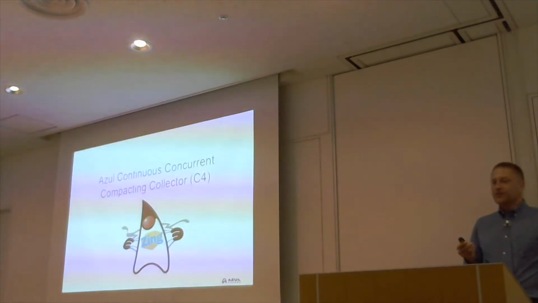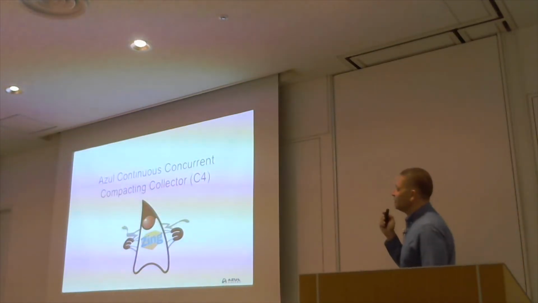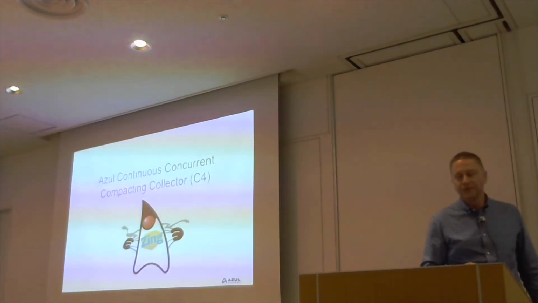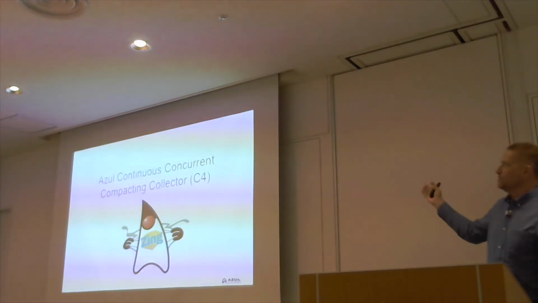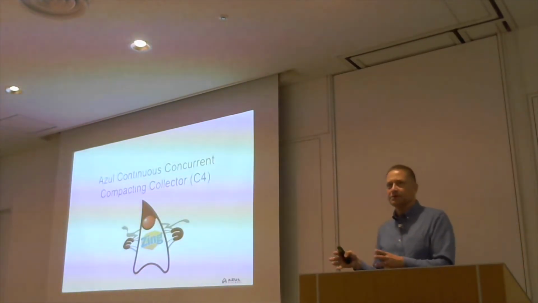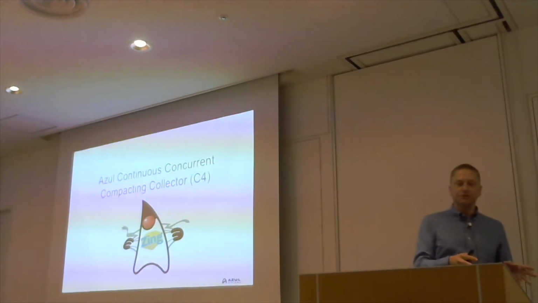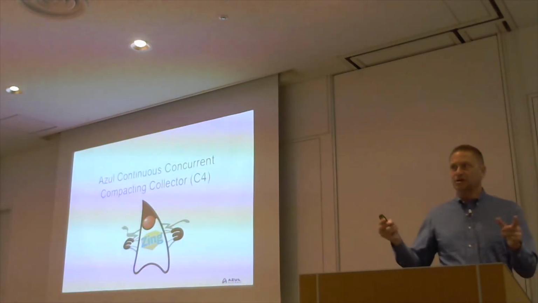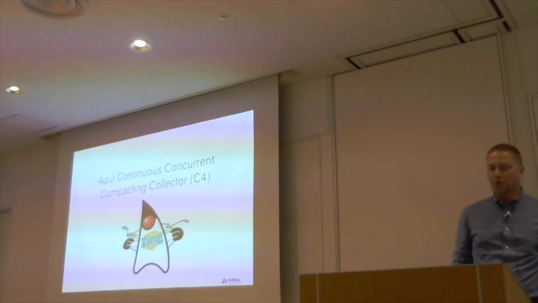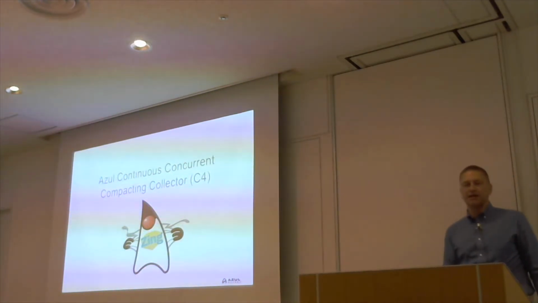So let's start with the continuous concurrent compacting collector. Hence why it's called C4. And the important thing here is the words. It is continuous, so it runs all the time. It is concurrent. It runs at the same time as your application. It is compacting, so it doesn't just leave objects where they are, it actually compacts everything into the smallest possible space. And it's a garbage collector.